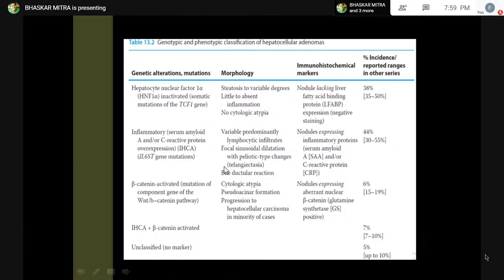With the beta catenin activated mutation, there is activation of the WNT beta catenin pathway. That leads to increased carcinogenesis of these cells. Some say these are the missing links from hepatocellular adenoma to hepatocellular carcinoma. They show some amount of cytological atypia and pseudoacinar formation, and there is a greater chance of development of hepatocellular carcinoma. As there is beta catenin activation, there is an overexpression of beta catenin and glutamine synthetase.